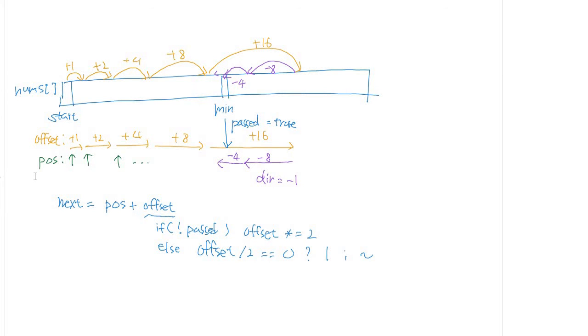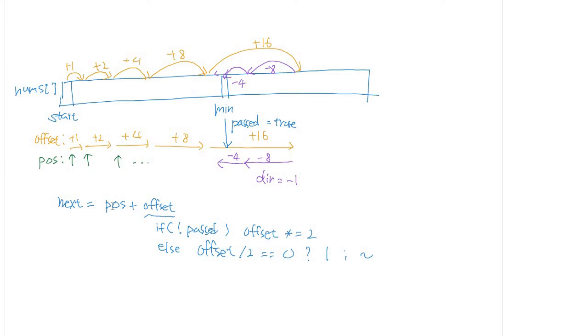To implement this movement, we have to manage several parameters. The first is offset, representing the current jumping length, so it will increase to 1, 2, 4, 8 at each step. And we have to remember the current position, because the next position is the current position plus the current offset. And we also have to know whether the current move has passed the minimum point. If the past flag is true, we have to move in the opposite direction by setting the direction flag to -1.